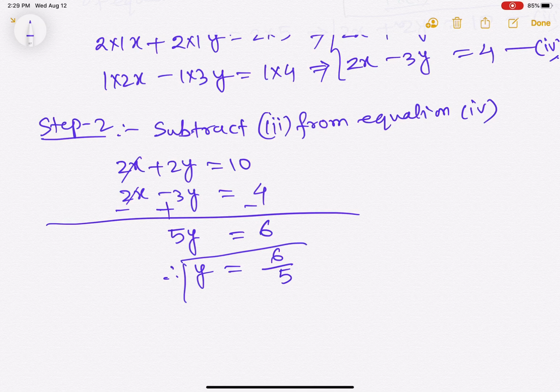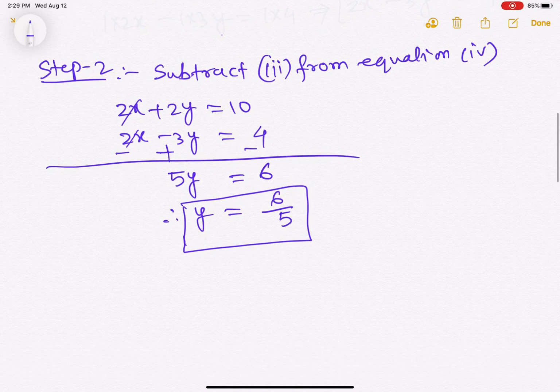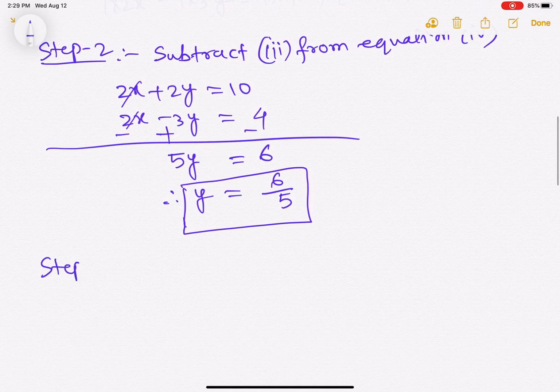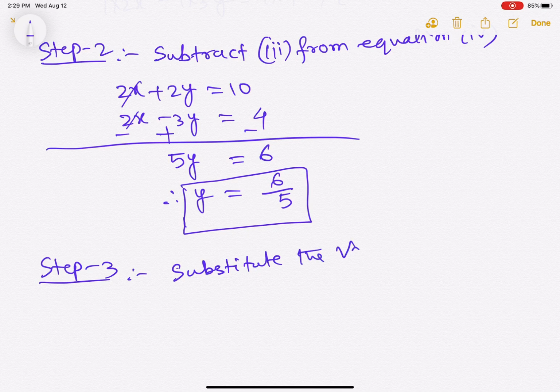So now we get one variable value, which is y, and now step 3 is where we calculate the other variable value, which is x. Now you simply substitute the value of y into any one of the given equations, then you calculate the value of x. So now first we substitute the value of y, which is 6/5, in equation 1.